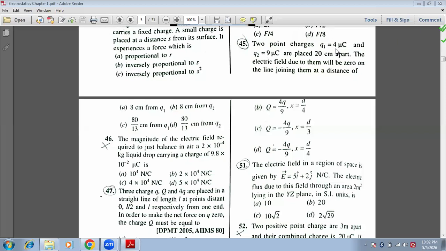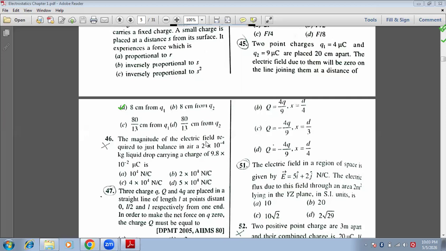Two point charges Q1, 4 microcoulomb, and Q2, 9 microcoulomb, are placed 20 centimeter apart. The electric field due to them will be 0 on the line joining them at a distance of: option A, 8 centimeter from Q1; option B, 8 centimeter from Q2; option C, 80 by 13 centimeter from Q1; option D, 80 by 13 centimeter from Q2. Correct answer, option A, 8 centimeter from Q1.